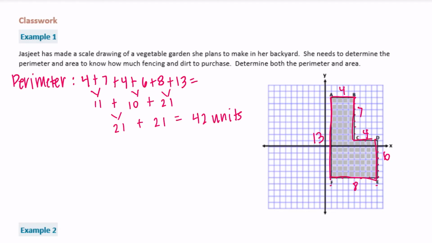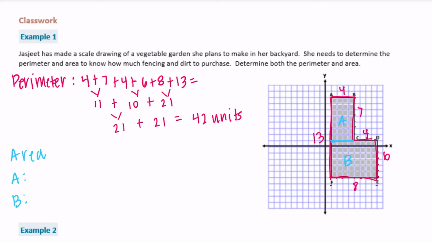Now if I wanted to find the area, what I would do, I'm going to break it into, use a different color. Let's break it into 2 rectangles here. So I'm going to have rectangle A and rectangle B. So for area, I have rectangle A and rectangle B.